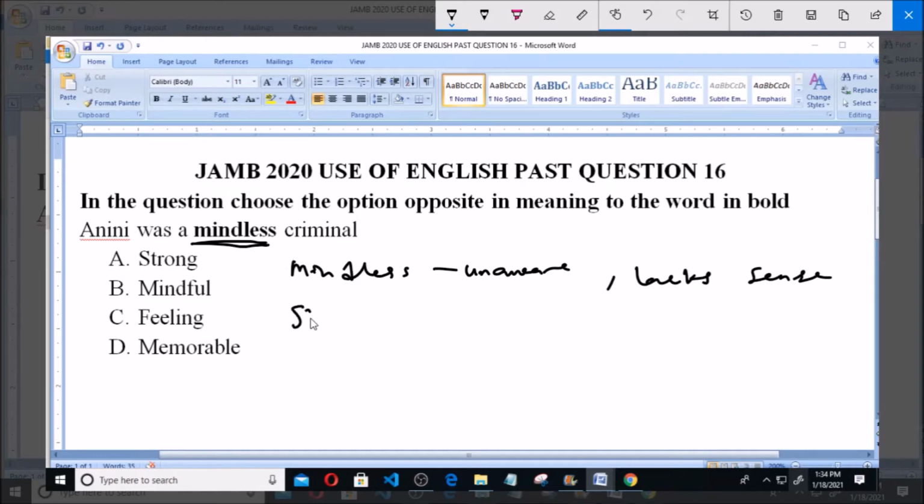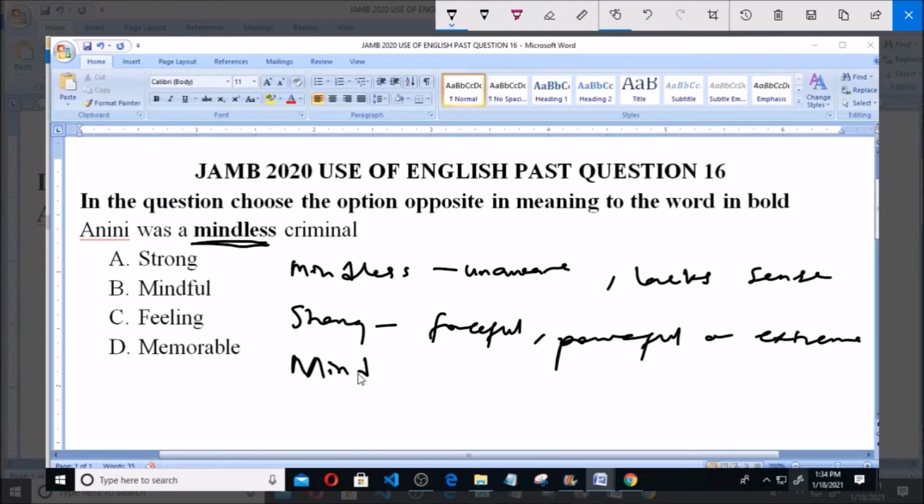Now option A says strong. Strong represents forceful, powerful, or extreme. Option B says mindful. Now to be mindful simply means to be aware, attentive, and heedful.